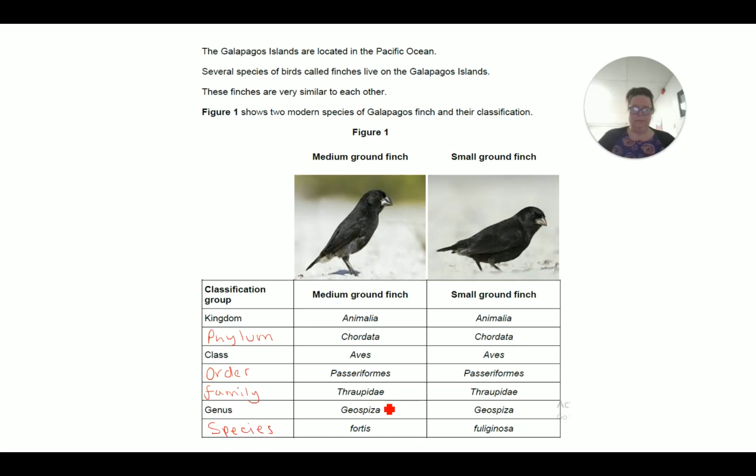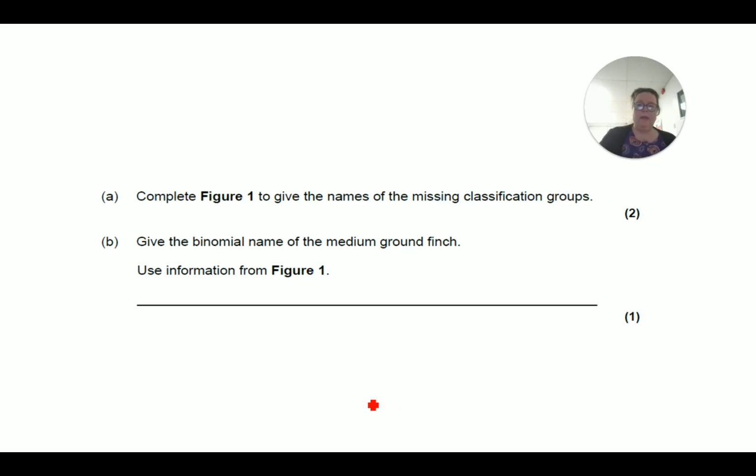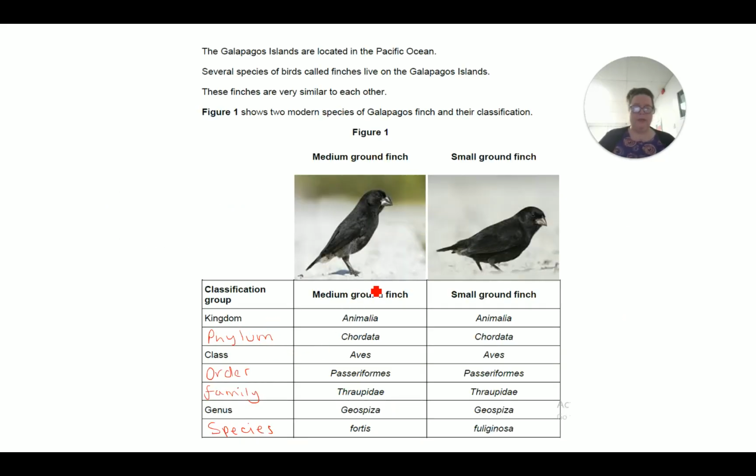And the second bit was the binomial name for the medium ground finch. So this one here. Now we know to name it, we have to have the genus and then the species. So the medium ground finch would be Geospiza, how cool. That one with a capital letter, and then fortis with a small letter. Fortis actually means strong in Latin.